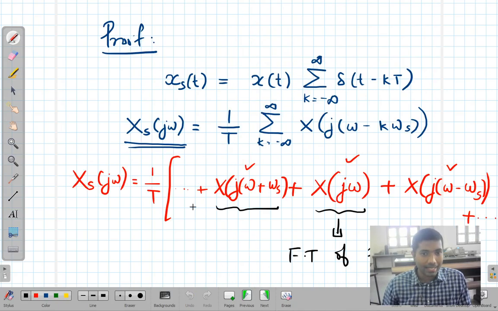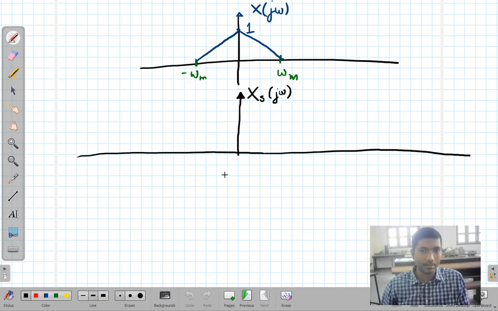Okay, so what is Xs(jω)? It is 1/T times a summation of infinite terms. What are these infinite terms? Let's try to take these three terms alone. The first term is X(jω) itself. And what is the second term? This term is X(jω) shifted by ωs, and on the left hand side we have X(jω) shifted to the left by ωs. First I'll draw this X(jω) itself.